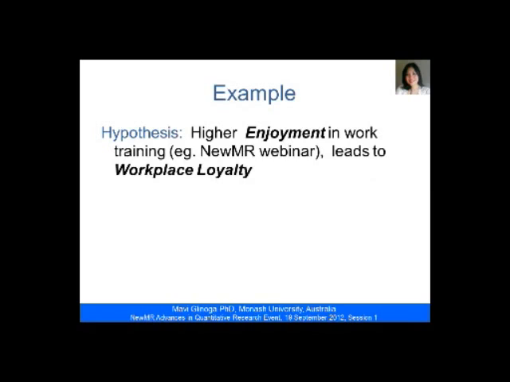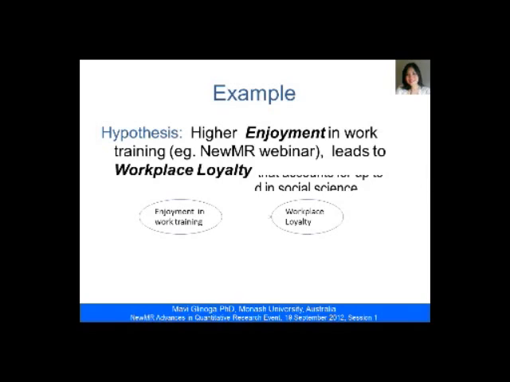So for example, if your boss tells you, all right, go and do this NewMR webinar because I feel that it's going to increase your workplace loyalty. So your boss is hypothesizing that higher enjoyment in the work training, which is the NewMR webinar, leads to workplace loyalty. So we have two constructs here. It's the enjoyment and workplace loyalty. So here's the relationship. So we're saying that there's a positive relationship between these two constructs.